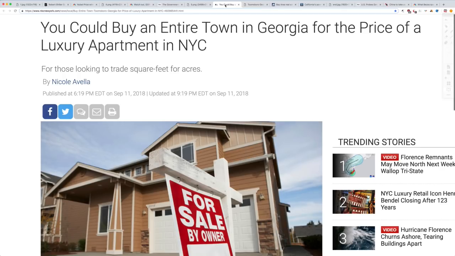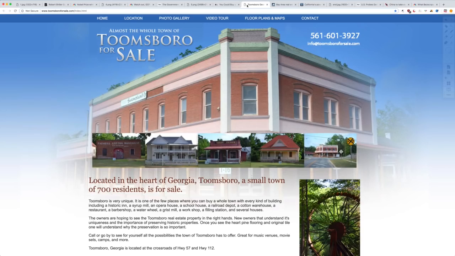Now, speaking of the housing, look at this. You could buy an entire town in Georgia for the price of a luxury apartment in New York City. I believe it was the price of $1.7 million. This here, Toomsboro. It's for sale. There's actually a website associated with it, believe it or not. And it's got a small town, 700 residents, and you can buy the town.